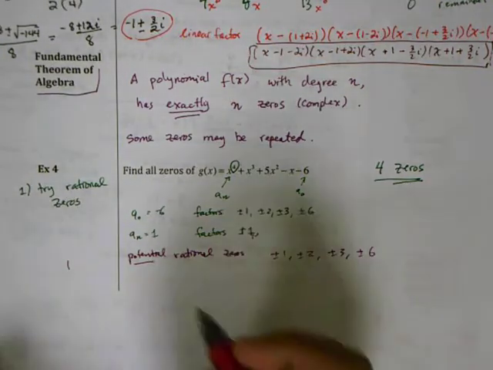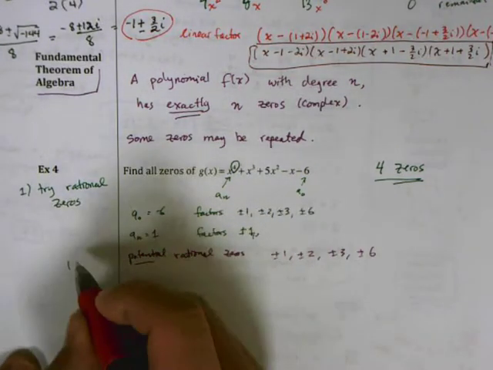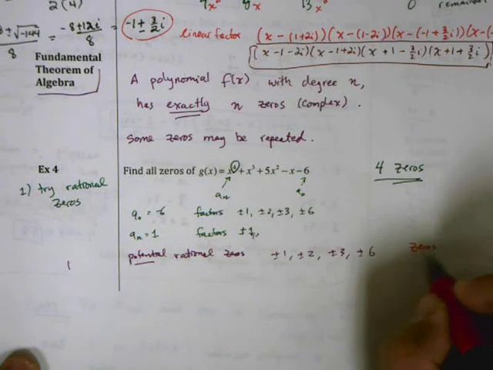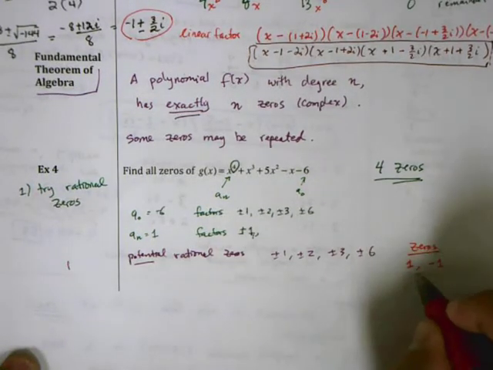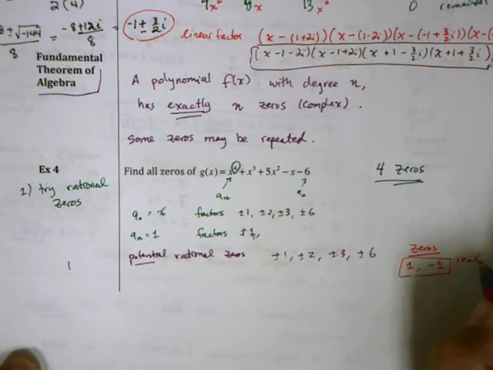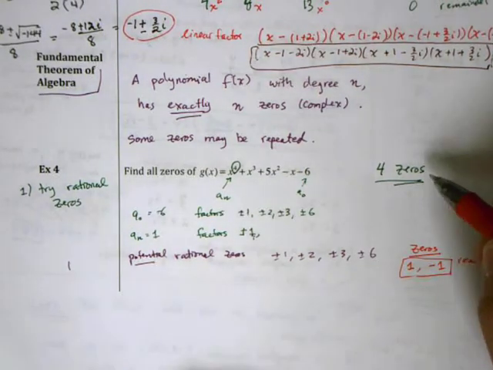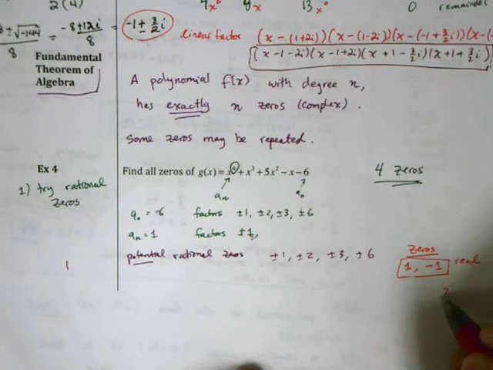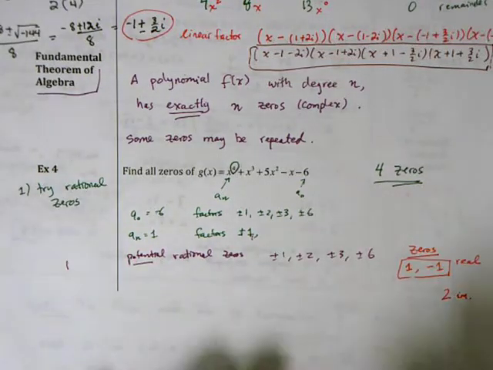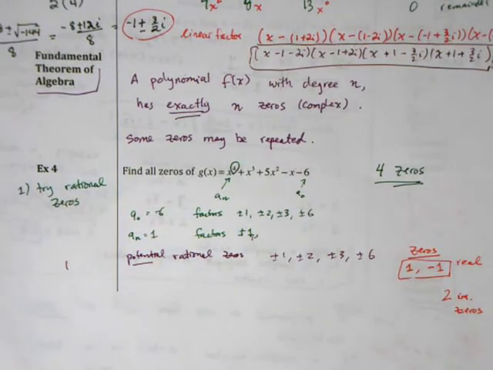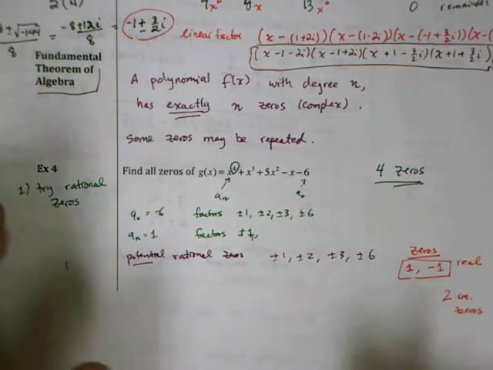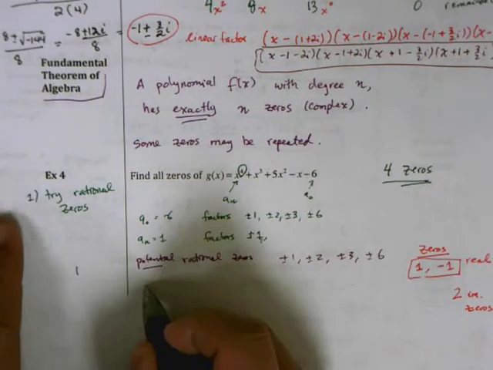So some of the zeros I can already answer: 1 and -1. These are the real ones. Since there are 4 zeros altogether, there are going to be 2 imaginary or complex ones. So we're looking for 2 imaginary zeros. And again, the way to do this, once you have a zero and you want to find the others, is to use synthetic division. So I'm going to start out with 1 here.